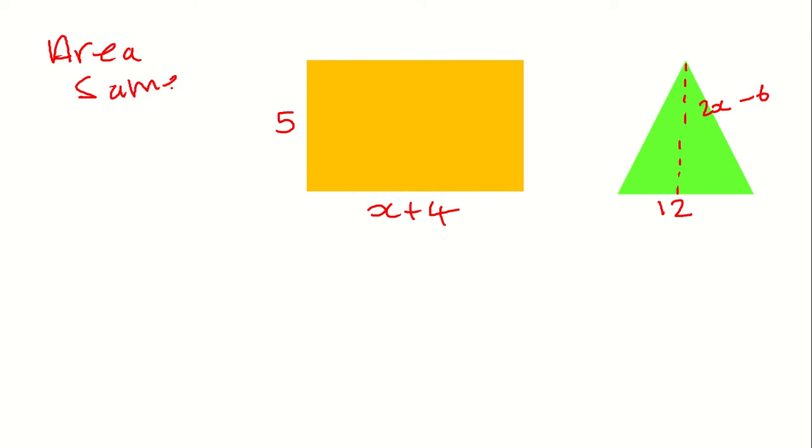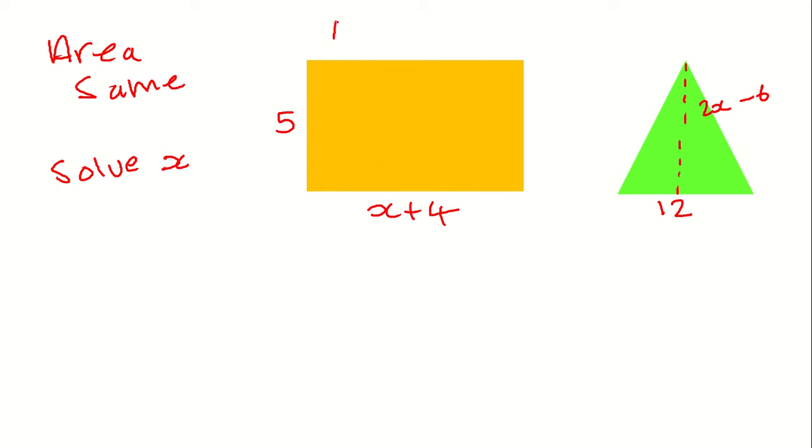So the first question we're going to look at, I have a rectangle and I have a triangle. Let's say we are given the measurements of the length is 5, width is x plus 4, and with the triangle, let's say the base was 12, but the height, which I've drawn with this red line, is 2x minus 6. Let's say that the area of these two shapes are the same, and I need to try and solve what x is. So I need to look at first, what is the area of both shapes?